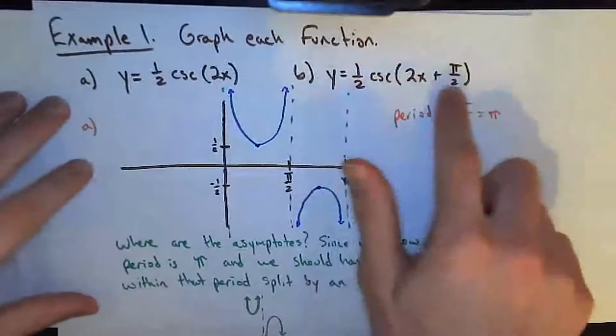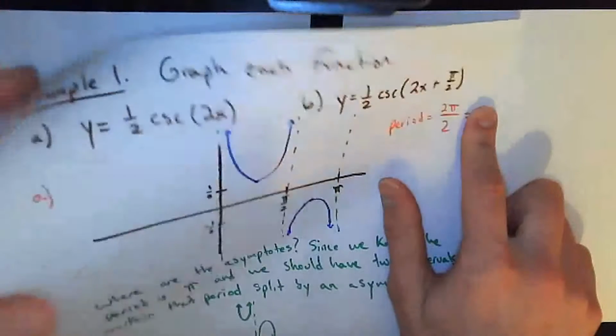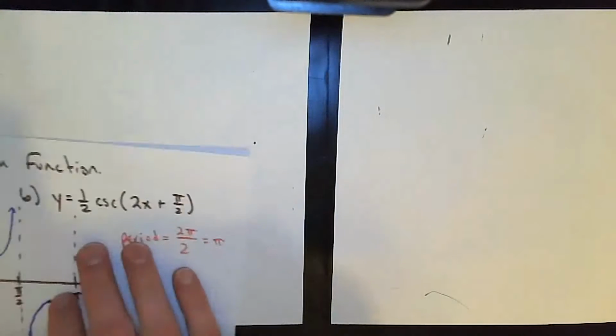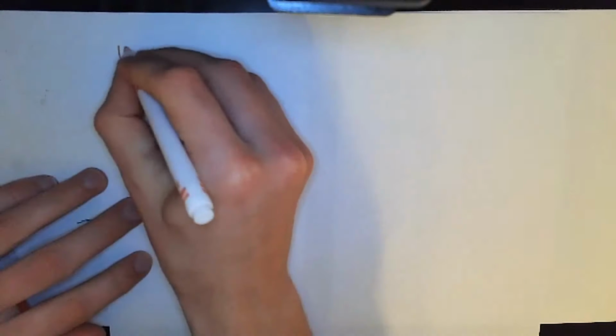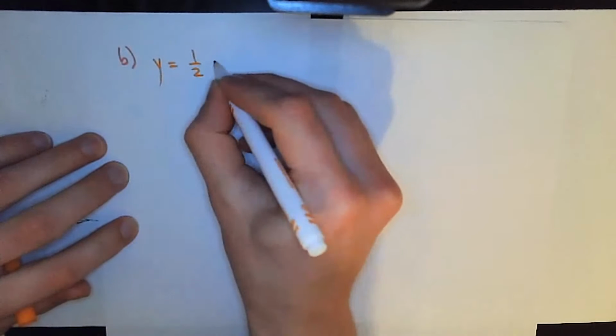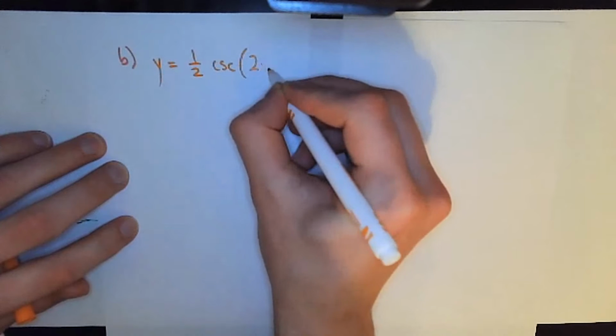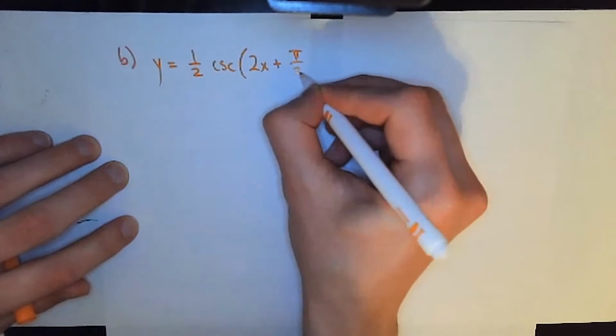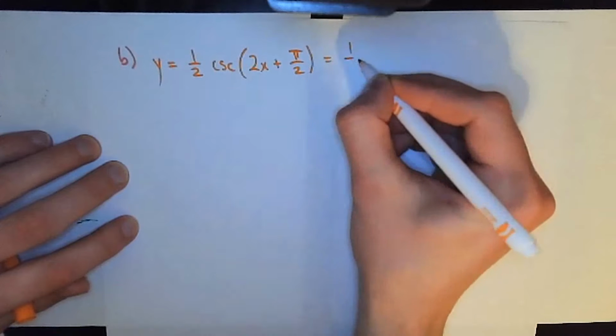Okay, what about this part B monstrosity here? Let's have to go get some more paper. That's okay. So part B. Well, first thing I should note, I'll just go ahead and rewrite it. I'm going to write it in orange. Y equals 1/2 cosecant. There's definitely a shifting factor in there, right? But I should note this.